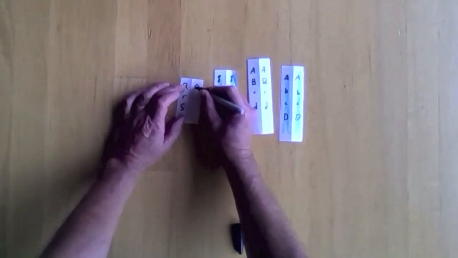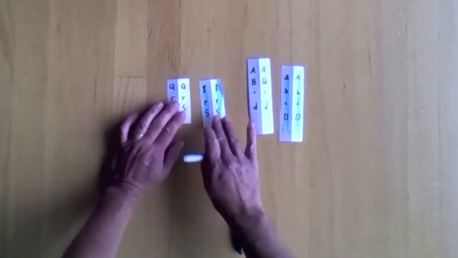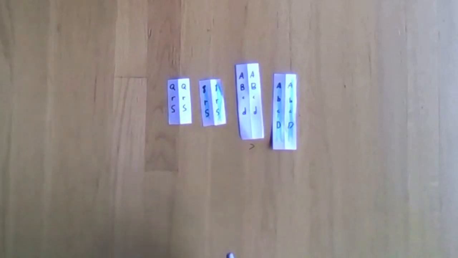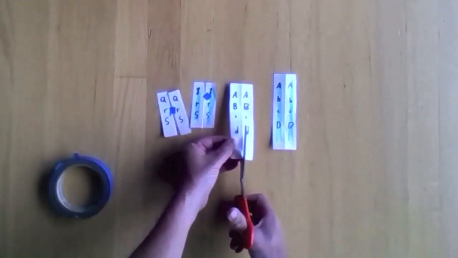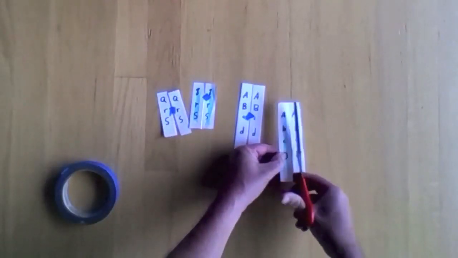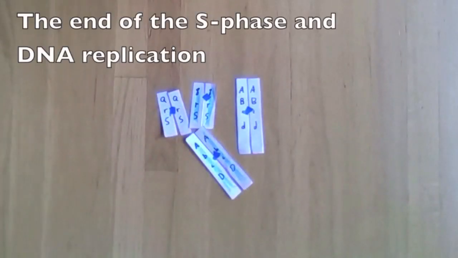We also need to unzip them, and in order to do that, we're going to cut each of our chromosomes in half. We are cutting each of the products of DNA replication in half here. The tape represents centromeres, the point at which the 2 molecules of DNA are held together.